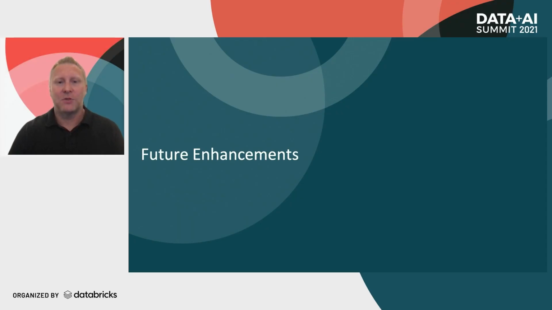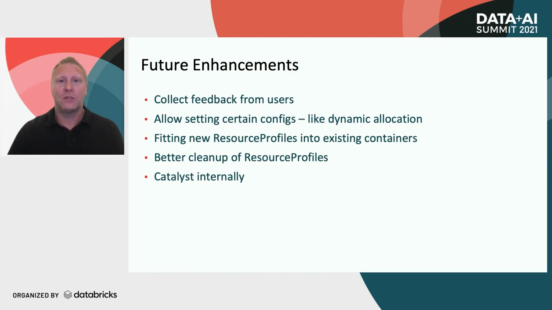Some future enhancements we want to look at for stage level scheduling. The main one is that we want to collect feedback from users. So we'd love people to go use it and tell us what they think and what they want from it. And then there are also other things that we already know about, like specifying certain configs in the resource profile. So there are the dynamic allocation configs, like the max and mins. That's a global setting right now, and we want to be able to change that on different stages.